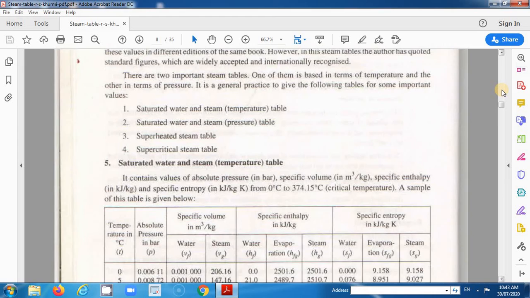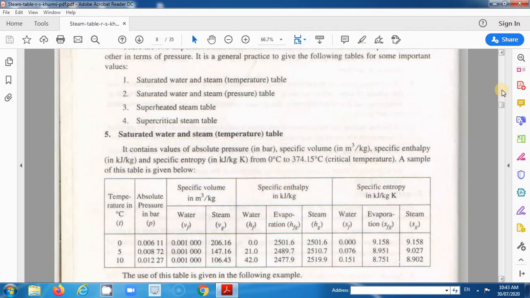Now, first I will show you all the steam tables and how the steam table is used to do the calculations. Today I am going to explain with examples. So you see first the saturated water and steam temperature based steam table. That means the first column is temperature, and other columns are there.